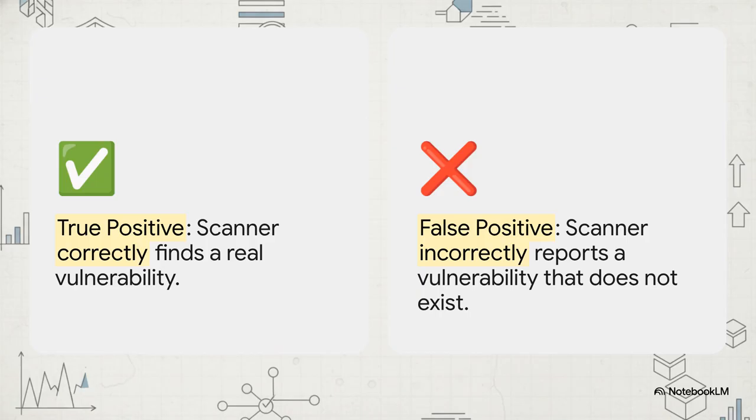Now, the problems are the errors. A false positive is when the scanner cries wolf. It says there's a problem when there isn't one. It's annoying and wastes time. But the really dangerous one, the one that can get you fired, is a false negative. That's a critical vulnerability that your scanner completely missed. Knowing the difference between these is a must for the exam.